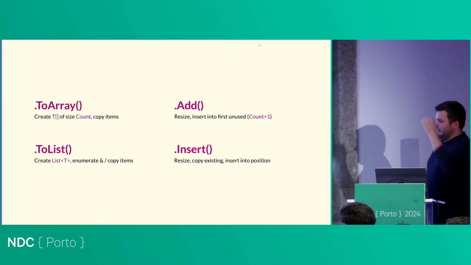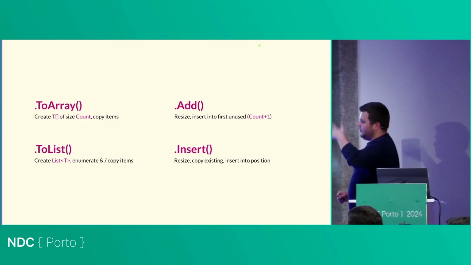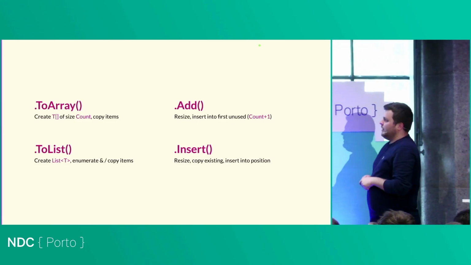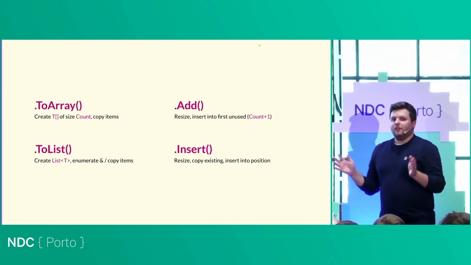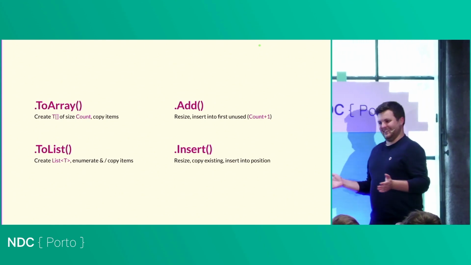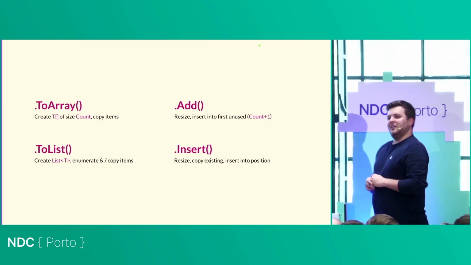Same thing applies to list. As I said, ToList is backed by a list, which is backed by an array. It will enumerate and then copy the items. If it's already a list, thankfully it's not going to do that, which is really handy now. However, in .NET Framework, it certainly did.